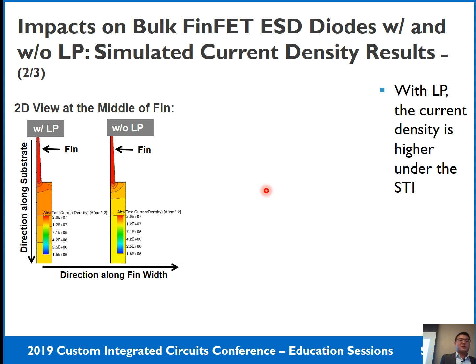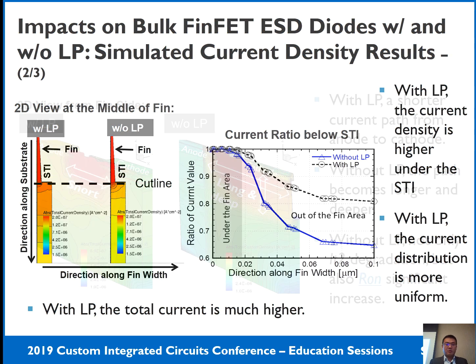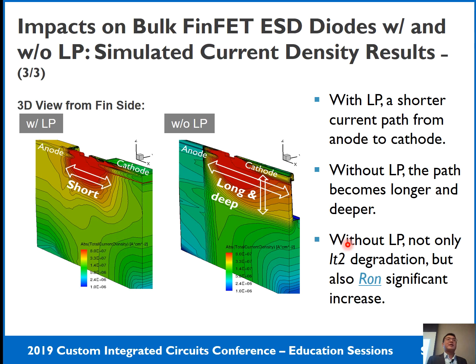Then the 2D cross-section view just shows under the STI region that the current density is much higher in the structure with the landing pad compared with the one without. Then let's make a cut line again just under the STI region to check the current uniformity. Again, with the landing pad, the current uniformity is much better compared with the one without the landing pad. So with the landing pad, the total discharge current will be much higher compared with the one without the landing pad.